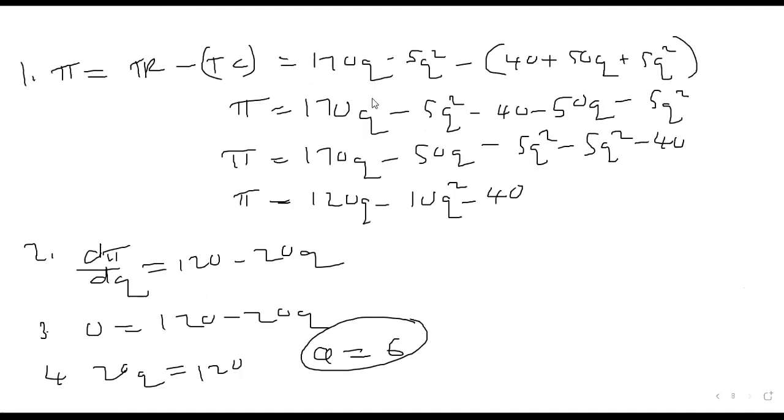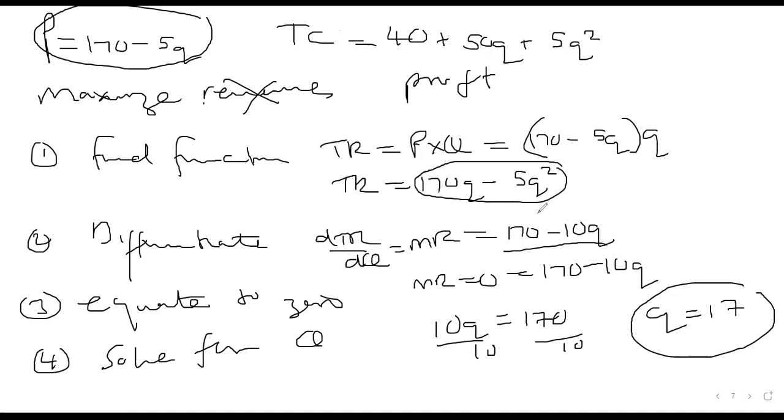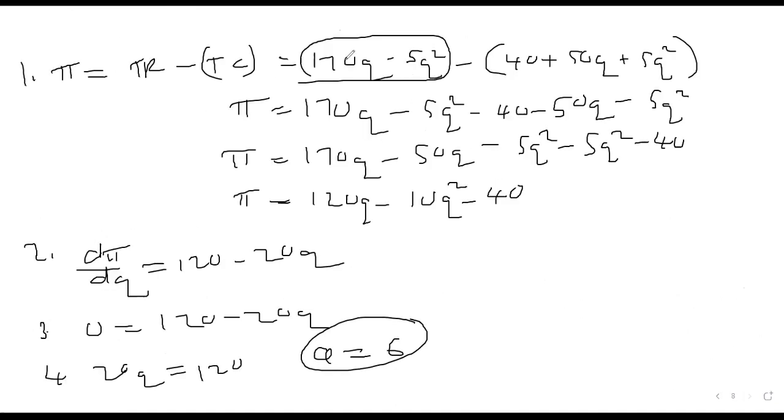Same applies when we want to maximize our profit function. Profit is total revenue minus total cost. Our total revenue, we just calculated from the previous question, 170Q minus 5Q squared. So here is our profit function. Then here is 40 plus 50Q plus 5Q squared. We expand this part, the negative negates everything there, so they become negative. Then like terms, 170Q minus 50Q, then minus 5 minus 5 is minus 10. The 40 will be alone there. So this is our profit function.